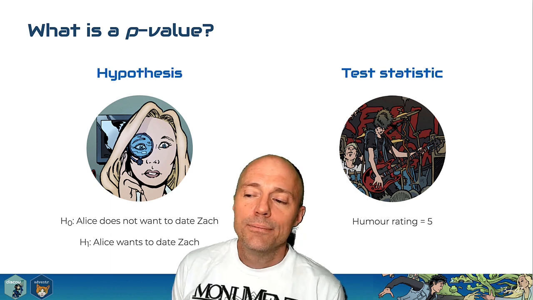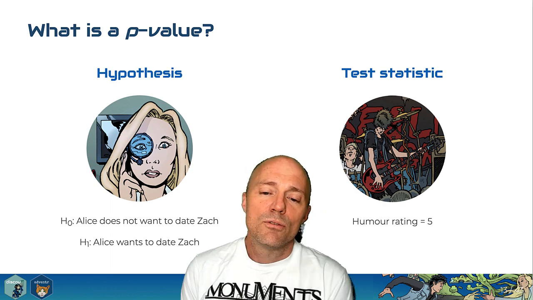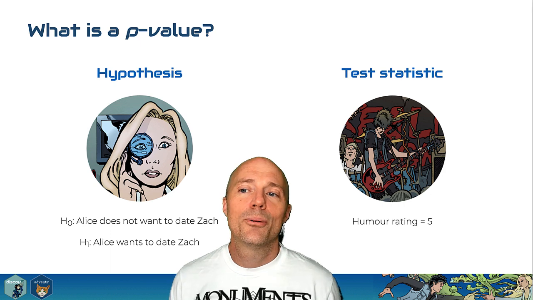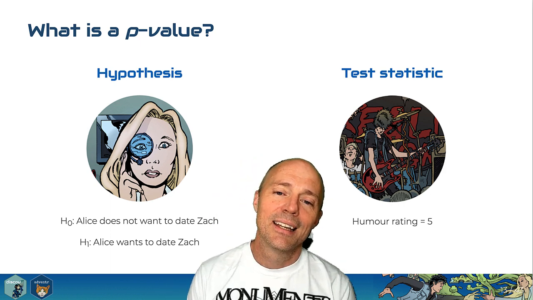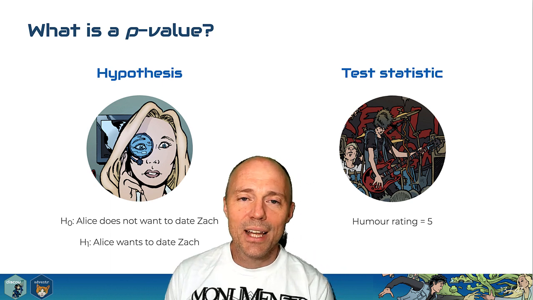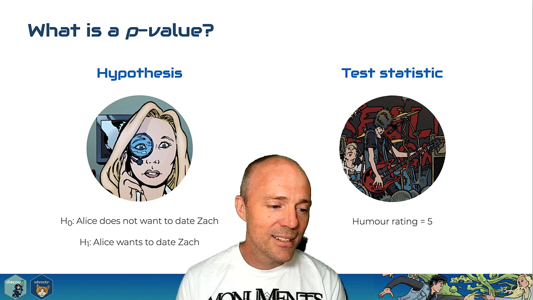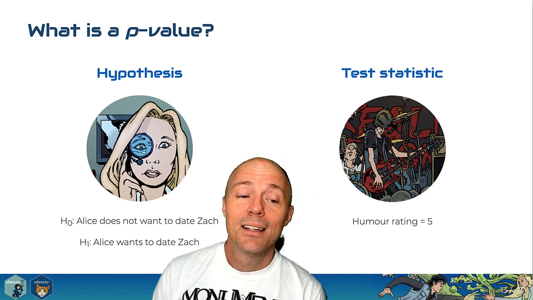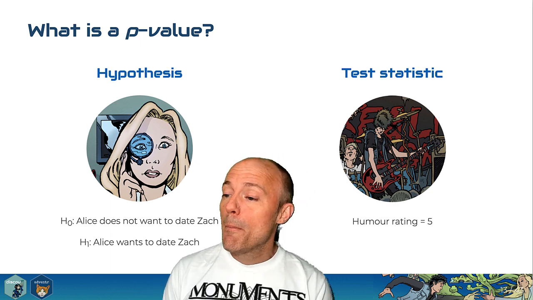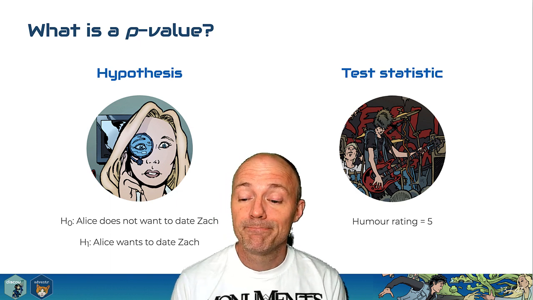In isolation, though, that test statistic is not particularly useful. You know, 5 out of 10. It's not putting him in stand-up comic territory or anything, is it? So he needs some context for that. And the context is how Alice rates other people, and in particular, how Alice rates other people that she doesn't want to date.